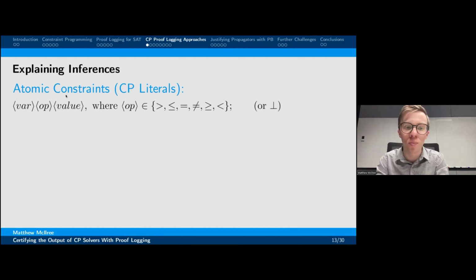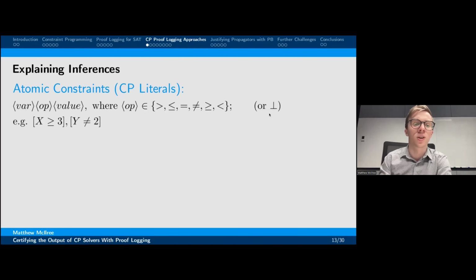So this is the general format of it. We just say variable operation value, where operation is only one of a very few restricted things. And this tells you about the variable's condition with respect to that value at a particular point in search or propagation regarding some domain for that variable. I'm going to include the empty clause or the trivially unsatisfiable constraint as an atomic constraint as well, just for convenience. So what the observation, and this has been made for quite a long time in CP, is that, here are some examples of atomic constraints, just in case it wasn't clear.